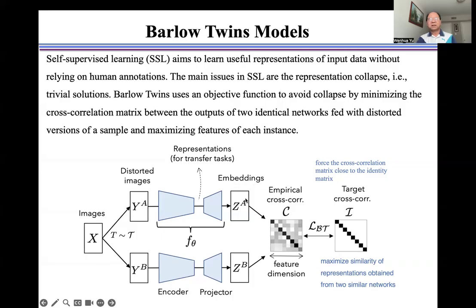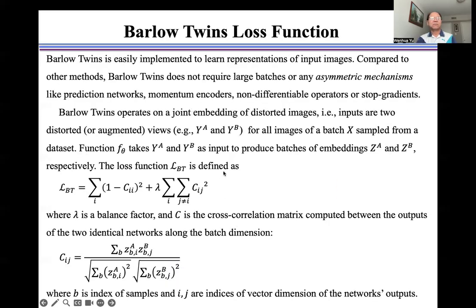The embeddings ZA and ZB are generated from a function f theta. And these ZA and ZB are used to generate the cross-correlation matrix C. We use the loss function to train this model. Barlow Twins is easily implemented to learn representations of input images.